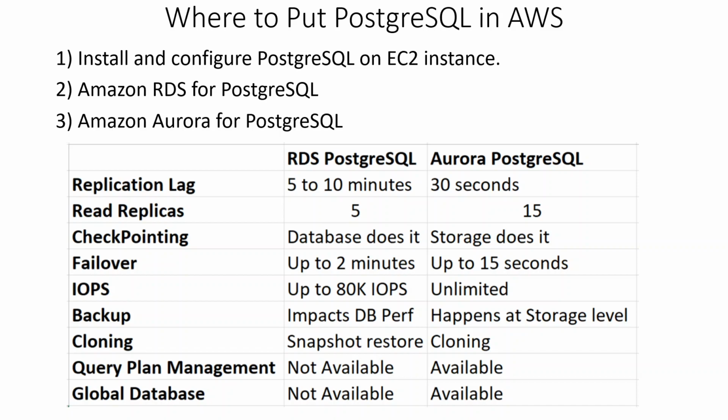This video is aimed at helping you in selecting the right option in AWS for your Postgres. There are three ways to do that. Install and configure Postgres on EC2, Amazon RDS for Postgres, or Amazon Aurora for Postgres.